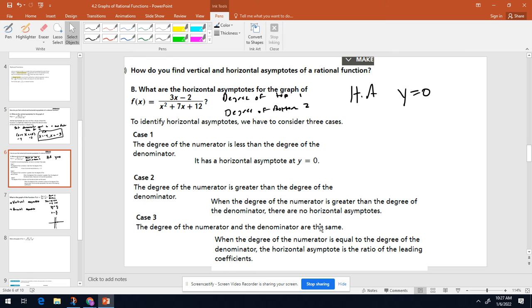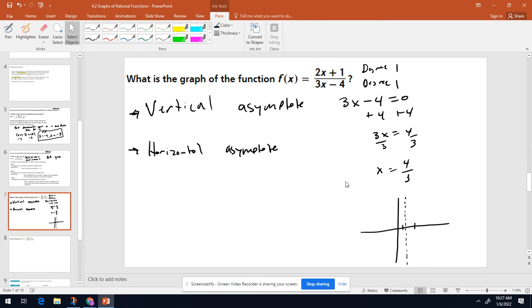When the degrees are the same, we divide the leading coefficients. So we're going to divide the leading coefficients. It's not tough math, okay? Not tough math. I get y is equal to 2 over 3. So at 2 over 3, which would be about right here, is my horizontal asymptote.